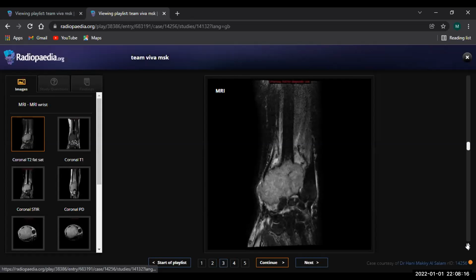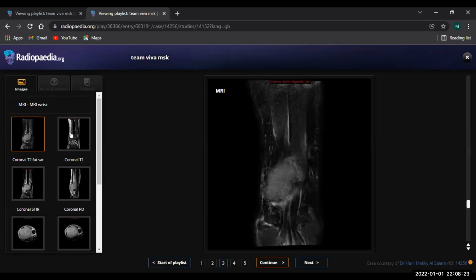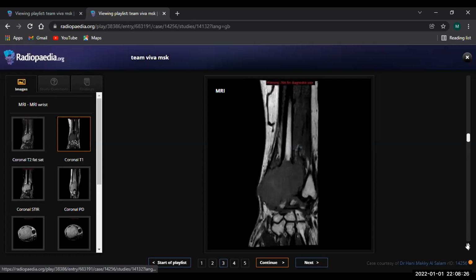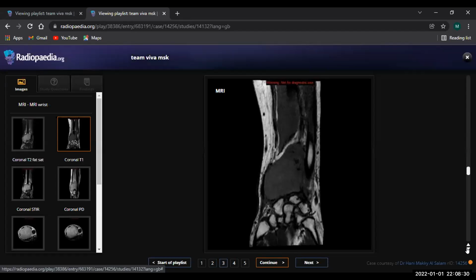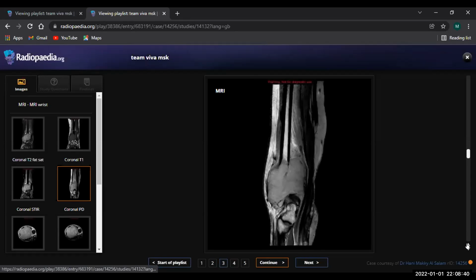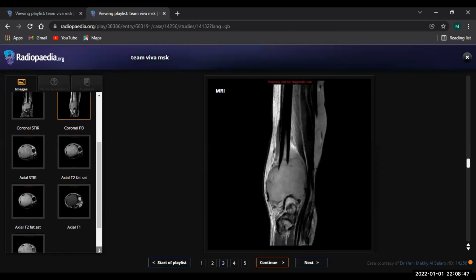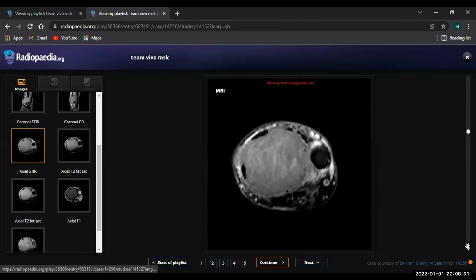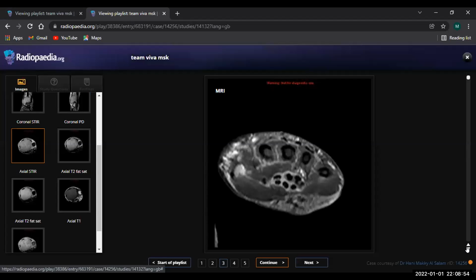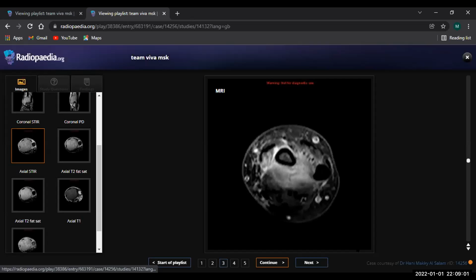So this is the MRI of the same patient. The MRI of the wrist is showing the expansile lesion to have high T2, low T1, and high on STIR, and it appears limited to the radius and not extending to other bones. Some soft tissue edema around the region. So your diagnosis is still a giant cell tumor. Yes.